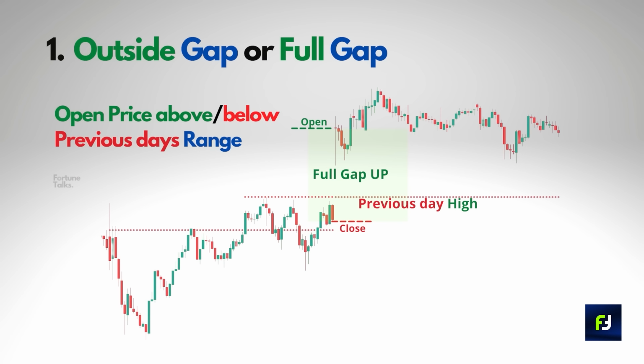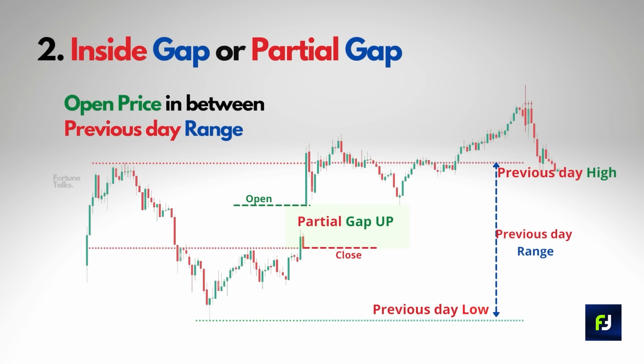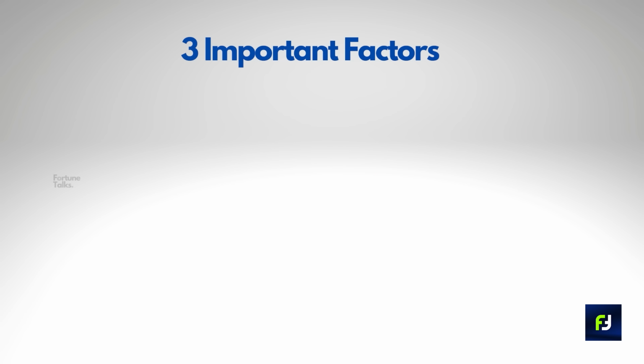Now this happens when the market opens outside the previous day range. That is, the candle opened outside the previous day high or the low for a gap up or gap down respectively. And the second type of gap is an inside gap or a partial gap. In this case, the market opened inside the previous day range. That is, in case of a gap up, the candle opened above the previous day close but not above the previous day high.